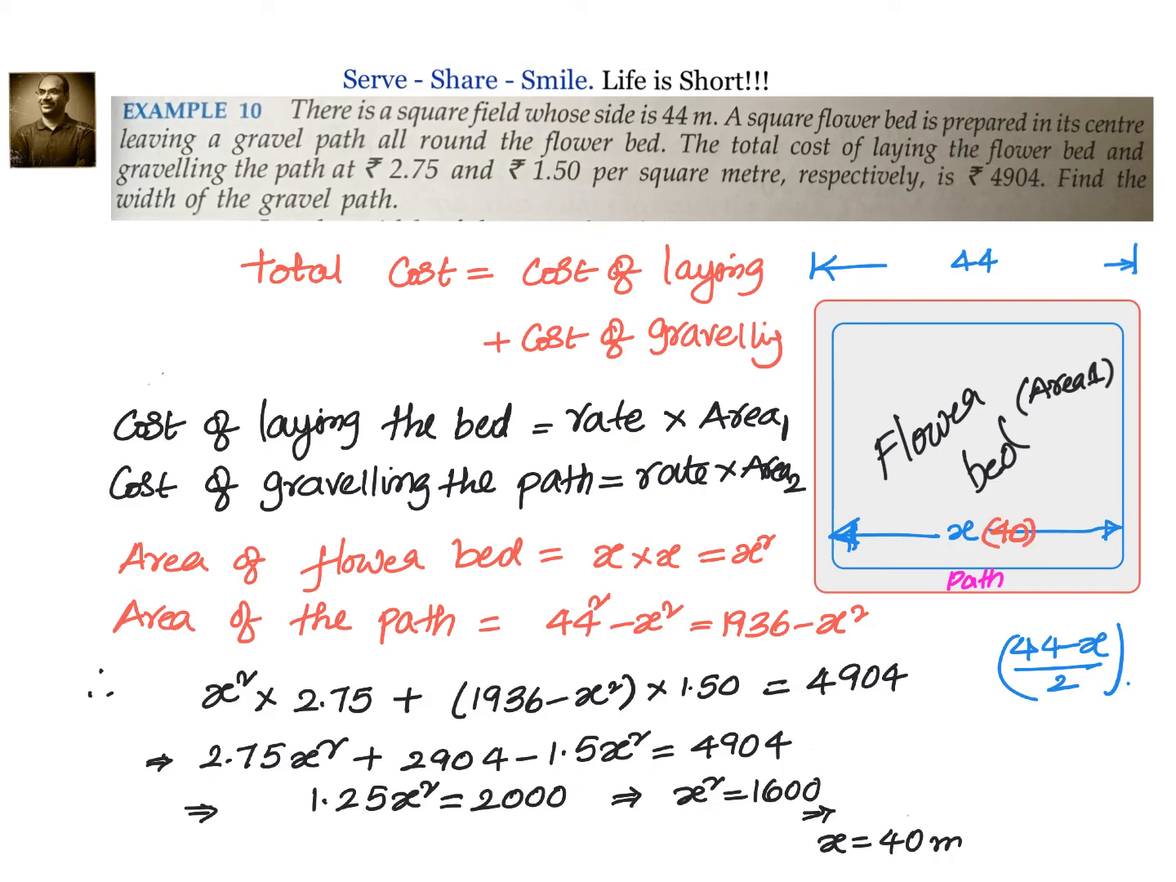Total is 44, x is 40. So the width of the graveling path will be, therefore, the width of the path is given by this formula what we have written, 44 minus 40 divided by 2, because this is one width and this is another width, so we have to divide by 2. 44 minus 40 by 2, that is equals to 2 meters.